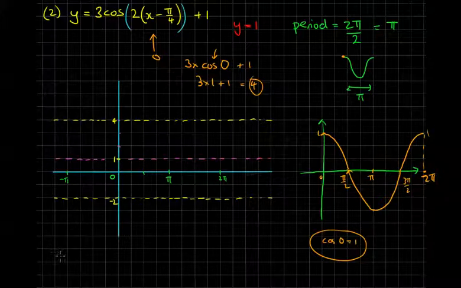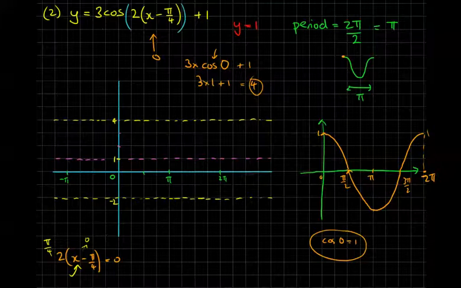So if I look at that bracket in a bit more detail, 2 bracket x take away pi over 4, I want that to equal 0. How can I get it to equal 0? Well, look at this x value. If I made that x value pi over 4, then pi over 4 take away pi over 4 would give me 0 in here. And then 2 lots of 0 is 0, so I've got my 0, right?